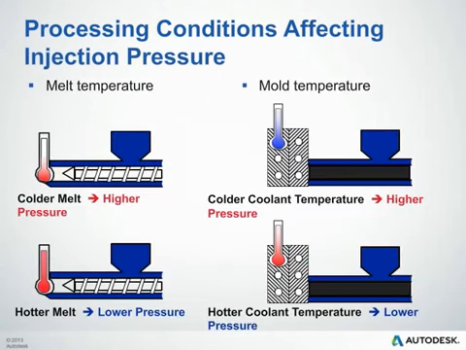Just to see how some other processing conditions can affect our injection pressures, melt and mold temps. As we mentioned, temperatures can impact the viscosity of our material. So with the melt temperature, when it's higher, we typically have a lower pressure. If it's cooler, then we'll have a higher pressure. The same can be said for the mold temperature as well. So cooler molds typically will need a higher pressure to fill because you're forming that frozen layer a lot quicker. And then hotter mold temperatures typically have a lower pressure.